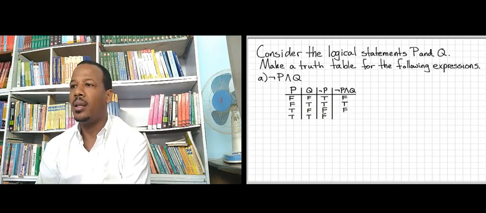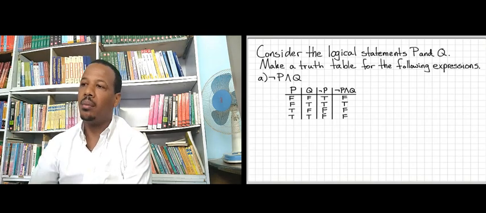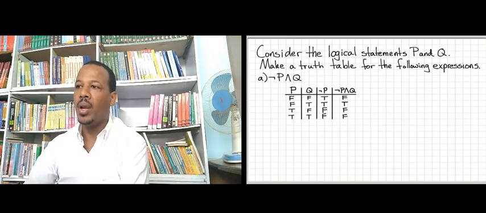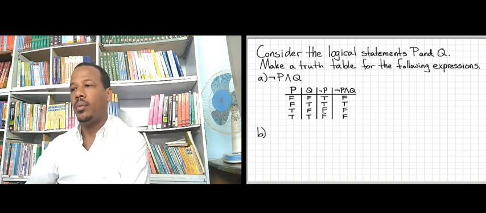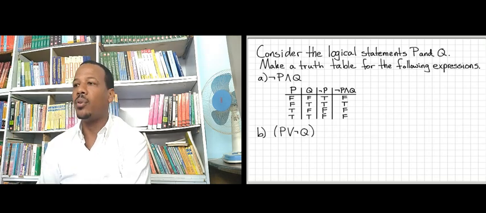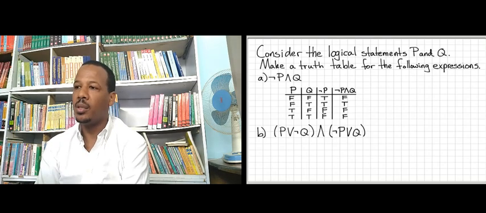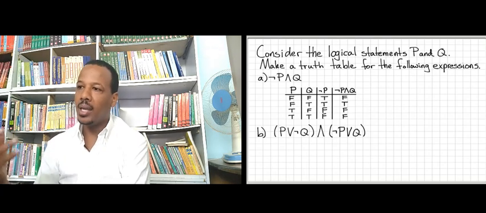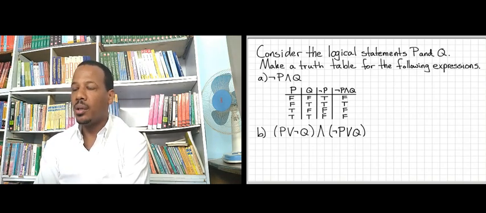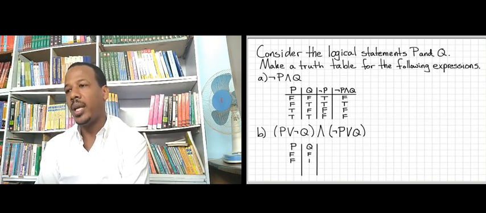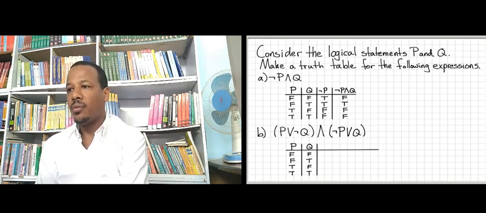Another example: P or negation Q, and negation P or Q. So we'll again construct a truth table for this compound statement, which is formed from two component statements, P and Q. Again, we'll find all the possible combinations of the truth values of both independent statements P and Q. So as it is: false false, false true, true false, and true true.